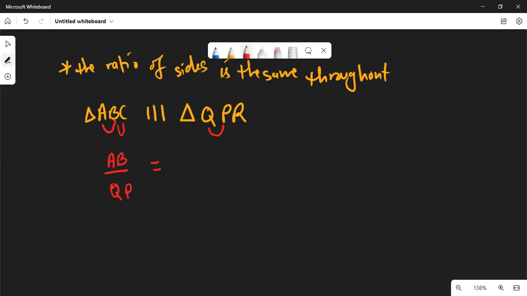So it's going to be BC over the corresponding side, which is PR, which is equal to the last one, AC, this one. So it will be AC over the corresponding side, from Q to R. So it will be over QR, like that.